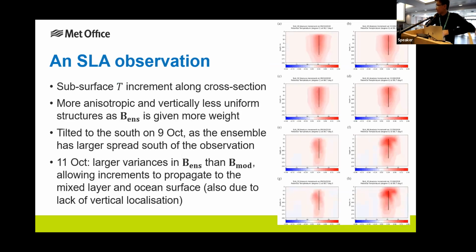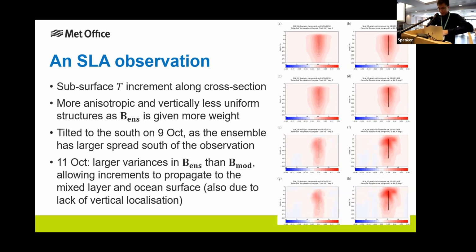And then we have a sea level anomaly observation. So the plots show you the temperature increment as a cross section. So it shows you the structure beneath the surface. And you see that there is more anisotropic and vertically less uniform structure as the ensemble is being given more weight. And indeed, you can see some tilting, a bit of tilting on the 9th of October before the cyclone is passing, and then more tilting on the 11th of October.